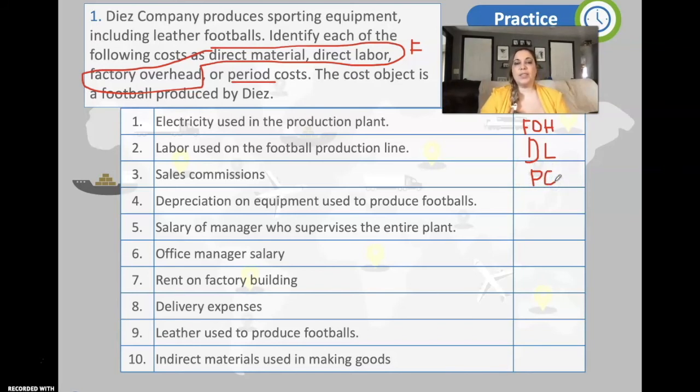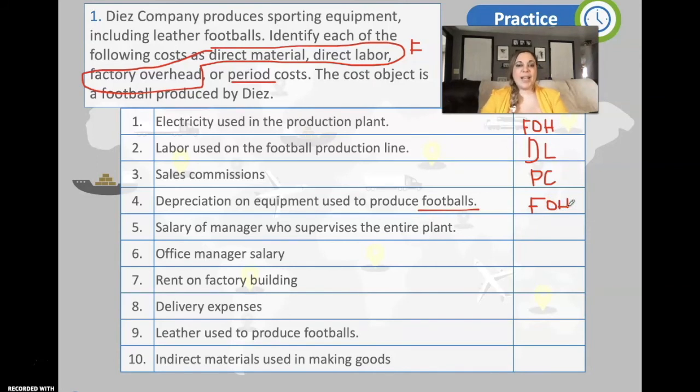Number 4, depreciation on equipment used to produce footballs. Does this have to do with the factory? Well, it's about producing the footballs. The answer would be yes, it has to do with the factory. Which one would it be? We have direct materials, direct labor, or overhead. Well, depreciation is not a material, it is not labor, so it'll be factory overhead. By default, everything else just goes in there, all other factory expenses.